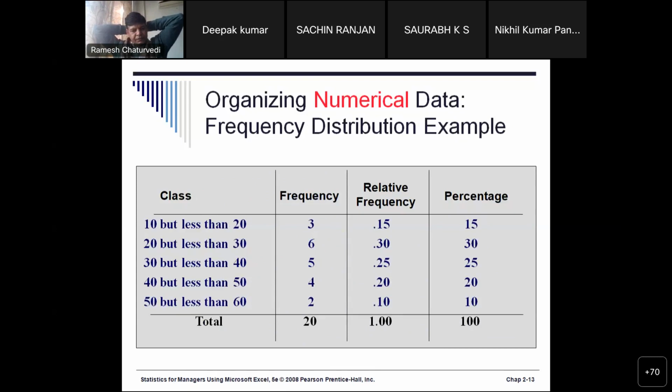All right. This is the table you are supposed to get. And can anybody tell me the meaning of 10 but less than 20? We will not include 20 in this. Yes, we will not include. It's an exclusive class interval.